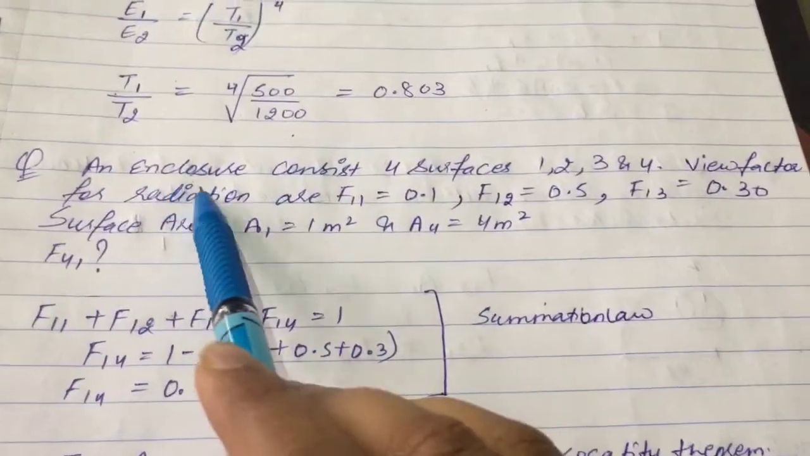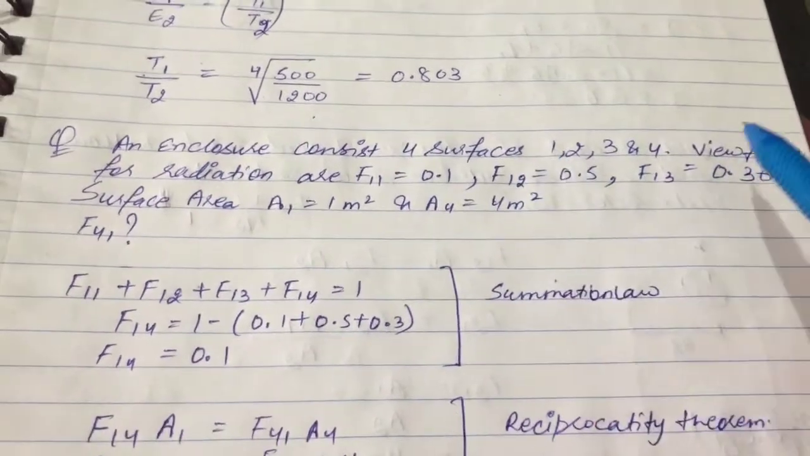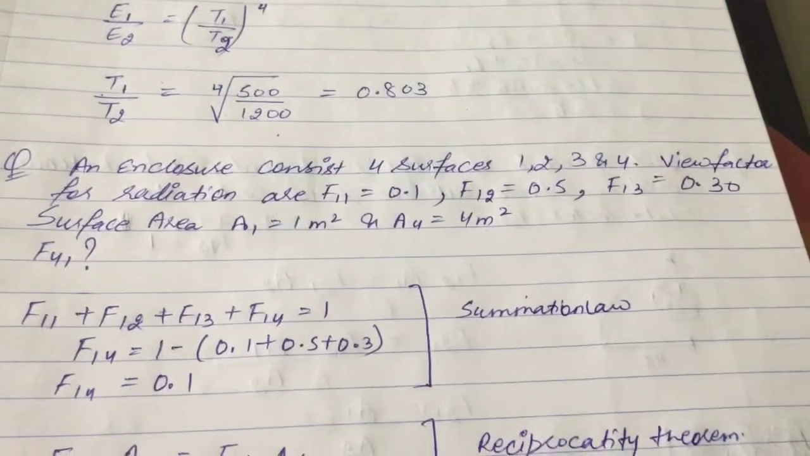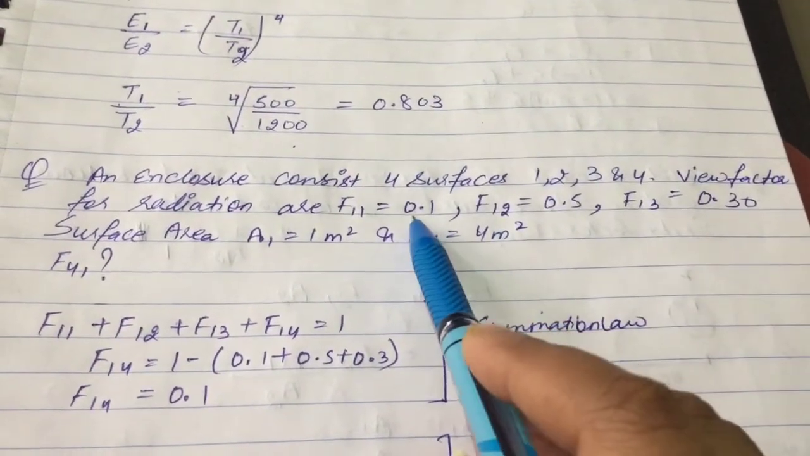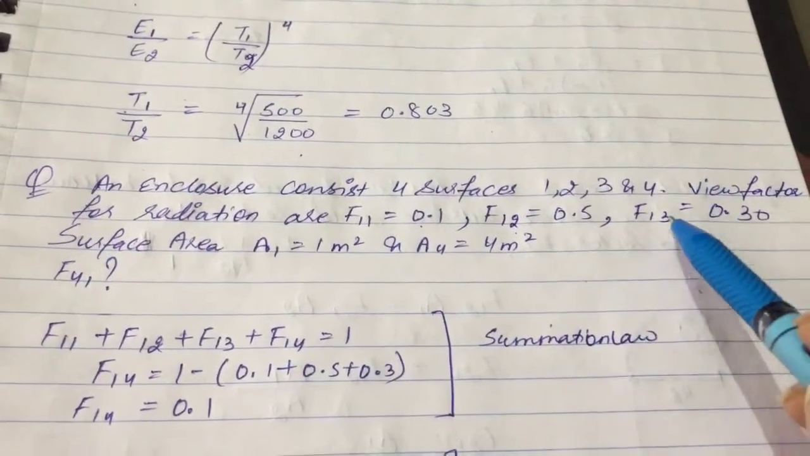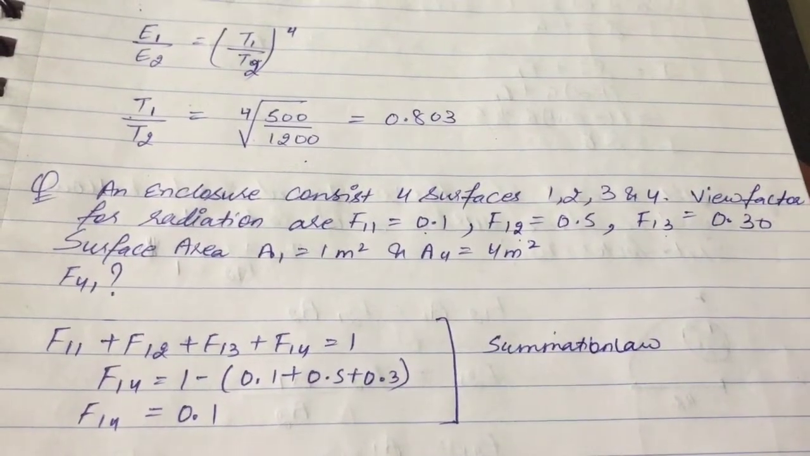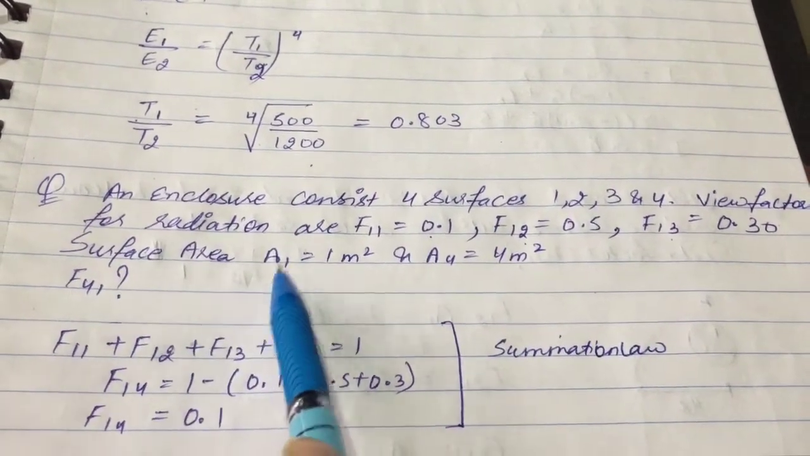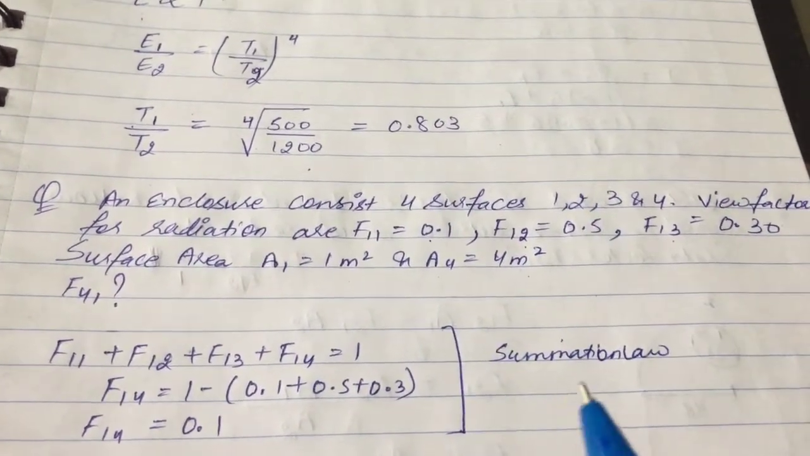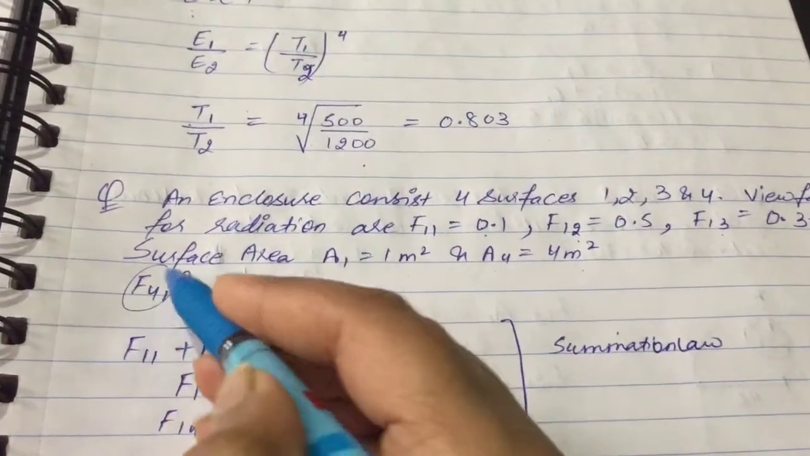Next question is, an enclosure consists of 4 surfaces, 1, 2, 3 and 4, and view factors of a few surfaces are given. F11 is given as 0.1, F12 as 0.5, F13 as 0.3, and surface area A1 is 1 meter square and A4 is 4 meter square. So we have to find F41.